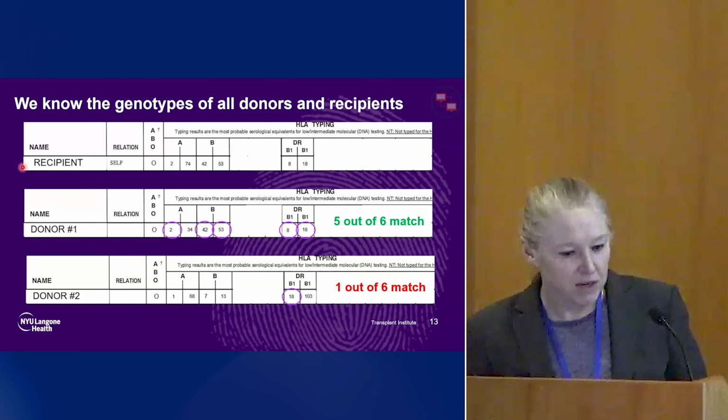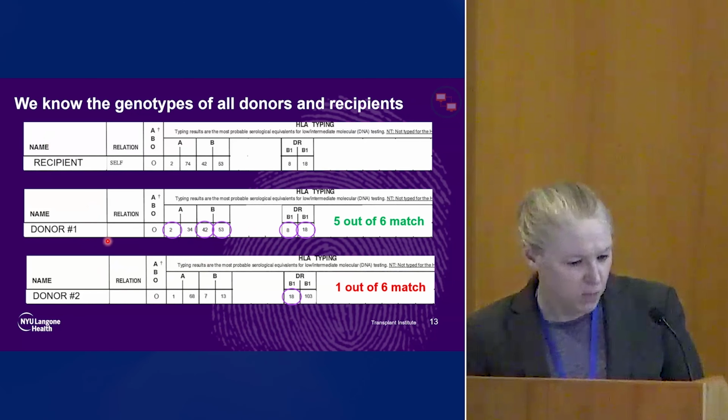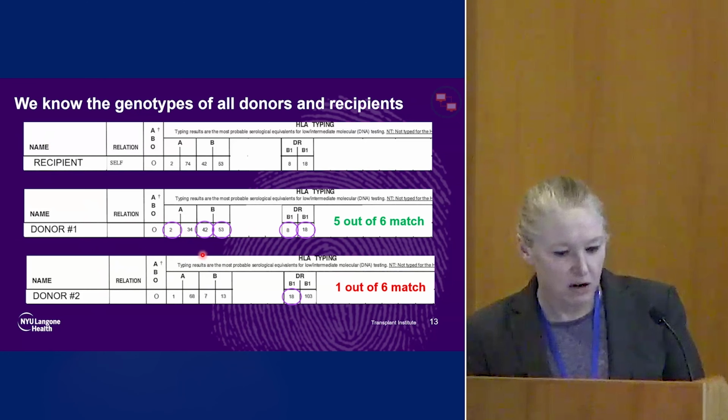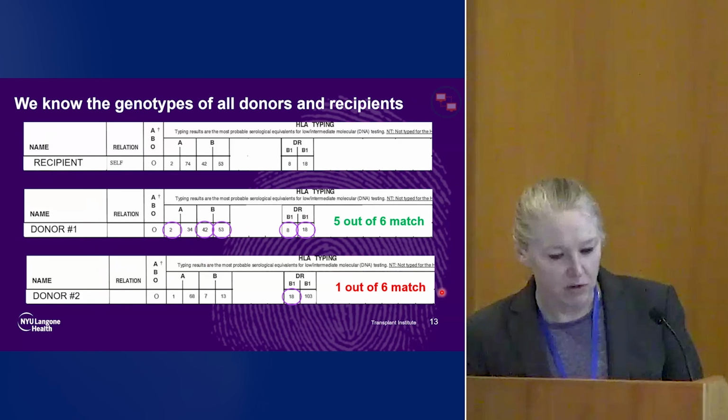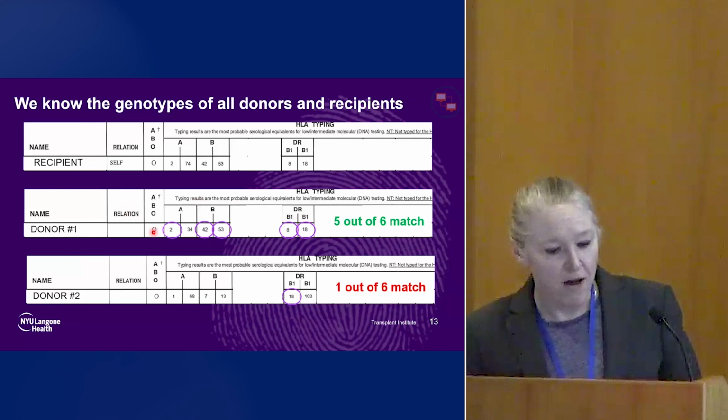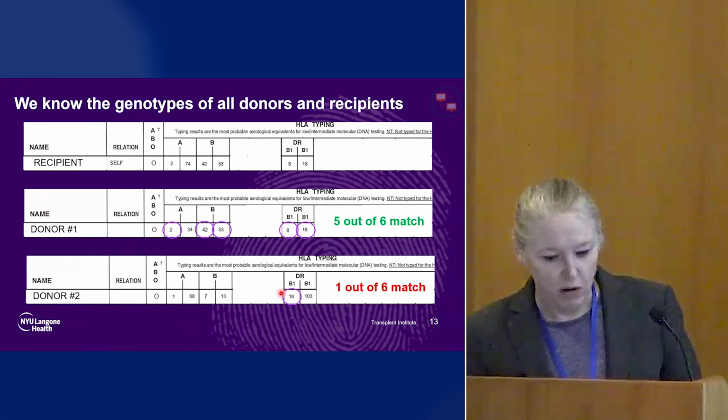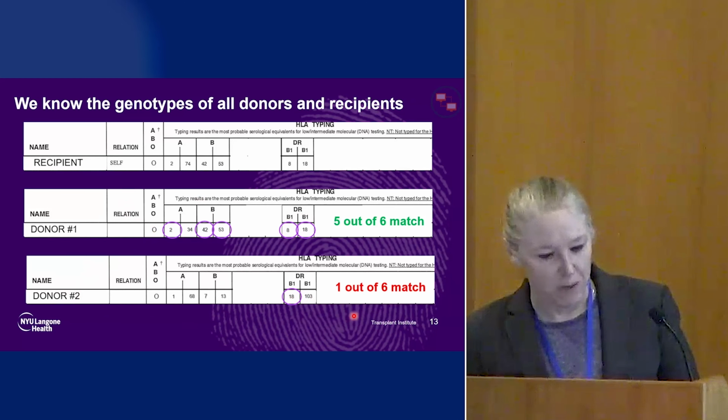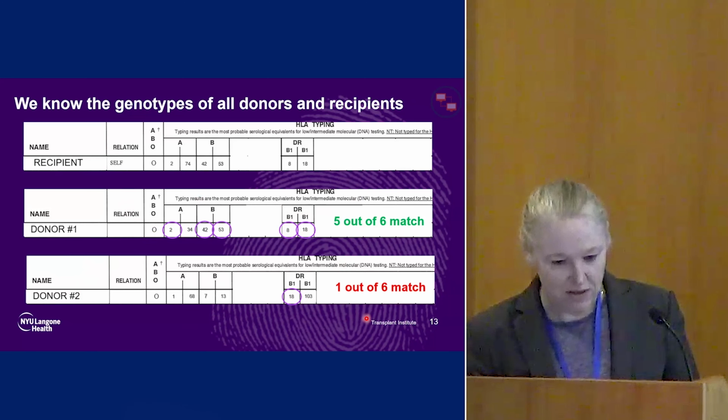So if you take this recipient here and you compare 2 potential donors for this patient, here I've circled the HLA loci that are matched. Donor number 1 has 5 out of 6. And when I say 6, I'm talking about the A, B, and DR genes. So 5 out of 6 of these antigens are matched compared to donor 2, where only 1 out of the 6 are matched. So intuitively, you might say this is probably the better donor, the 5 out of 6 match versus the 1 out of 6 match.